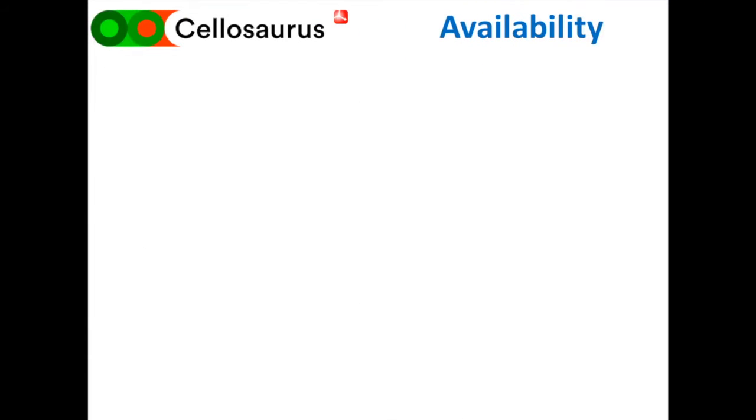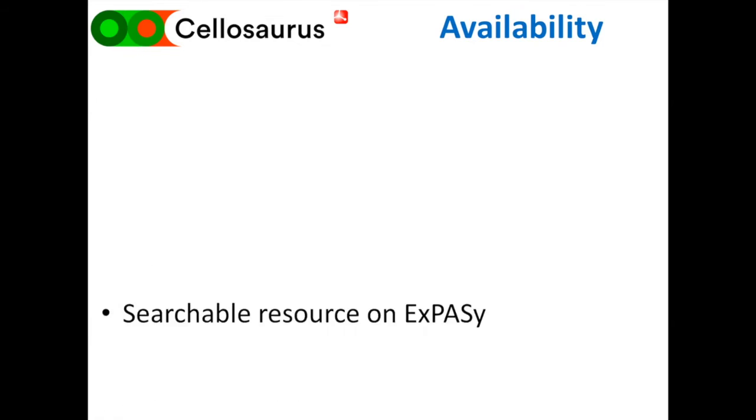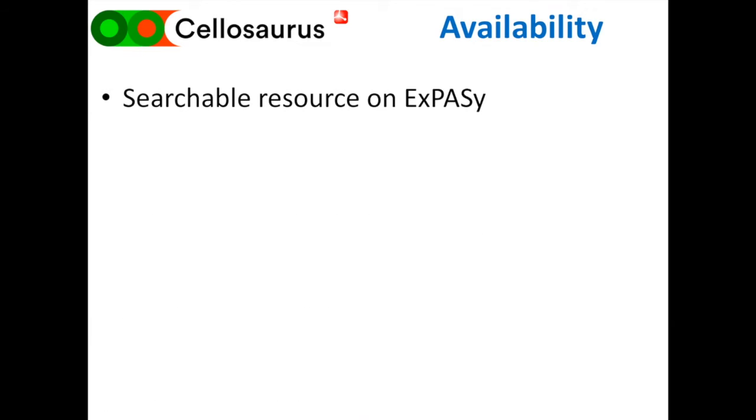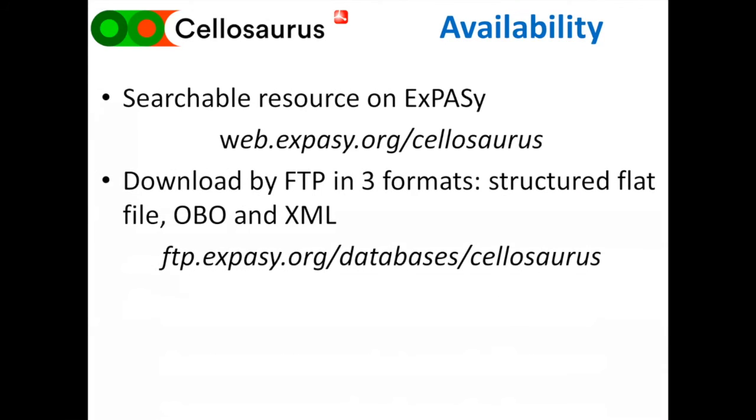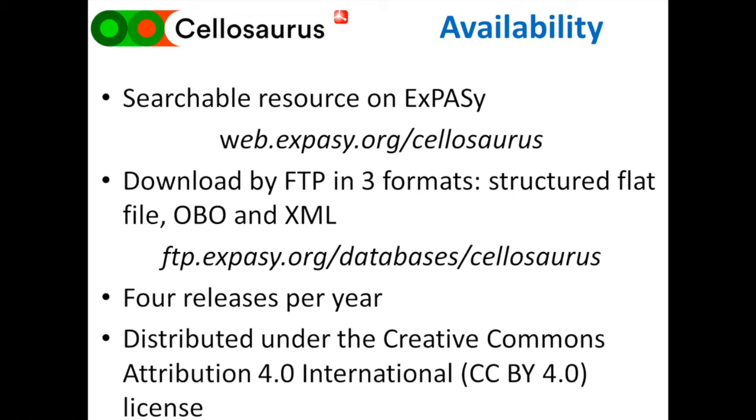Okay, just to explain to people how you can get the Cellosaurus, I said already you can get it by the website, and we'll see that in a few minutes. But you can also download it by FTP, in free format, as I said before, at this address. There are about 4 releases per year. And as I said at the beginning, it's distributed under a Creative Commons 4.0 license.